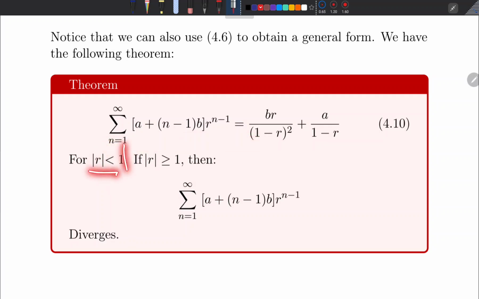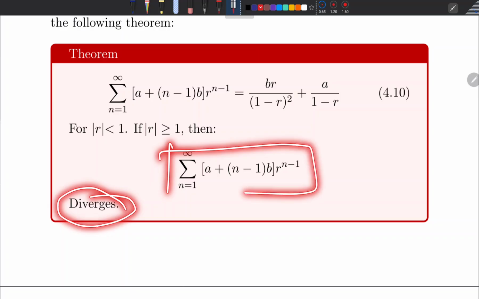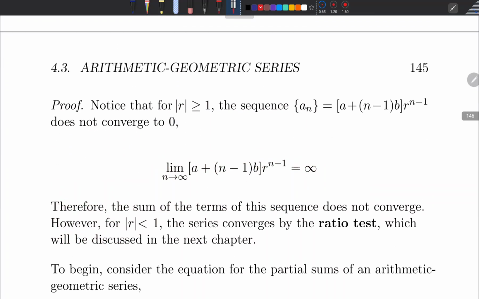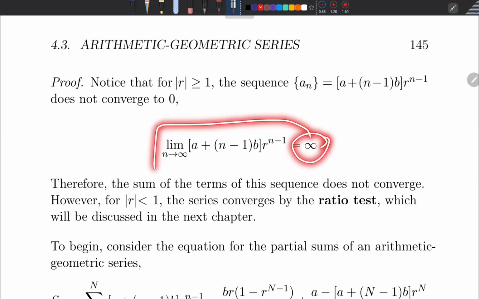For r, the absolute value of r is less than 1. If the absolute value of r is greater than or equal to 1, I did say that this is going to diverge, right? Okay, yeah, here it is.